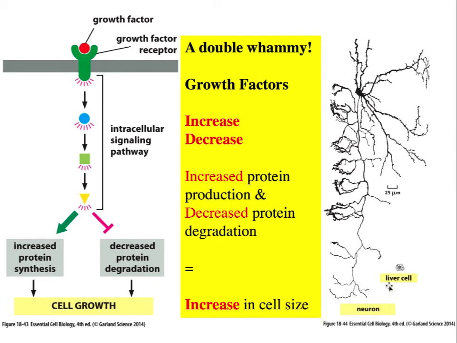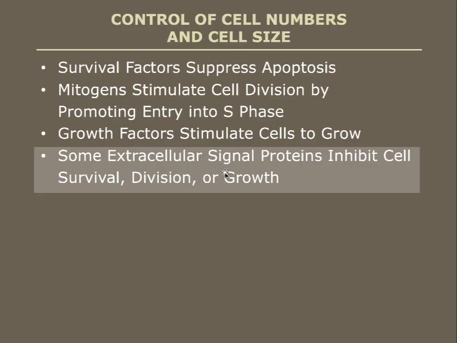And you can see over here that different cells in the body have different architectures and different sizes, and different growth factors will impact these cells in a different fashion. Finally, just to mention that there are proteins in the environment which impact cells in the opposite fashion. They can inhibit cell survival, they can inhibit cell division, and they can also inhibit cell growth.